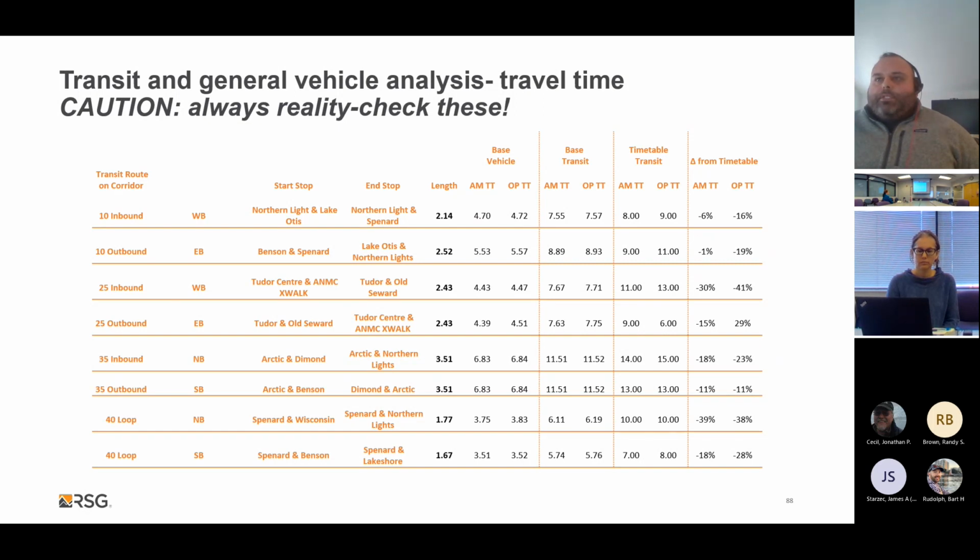So this is an example of transit and general vehicle analysis and travel time. And the caution is we always want to make sure that we reality check these. The model uses an aggregate static assignment method over multi-hour time periods, and what a real world traveler experiences at a specific point in time, even in a well-calibrated model, might be much different than the model forecast. So it's best to use fairly long routes to even out link level variation. So we're looking at corridor level groupings instead of intersection level groupings.